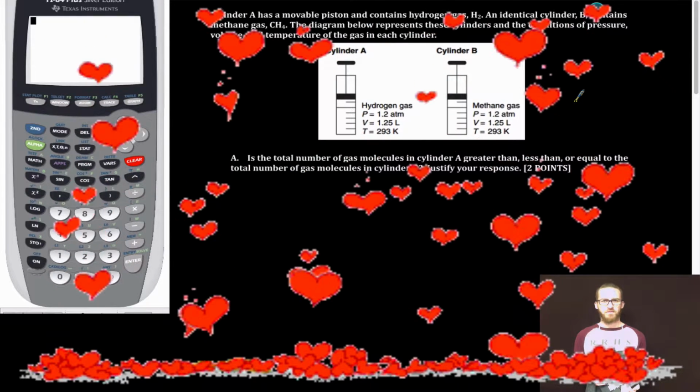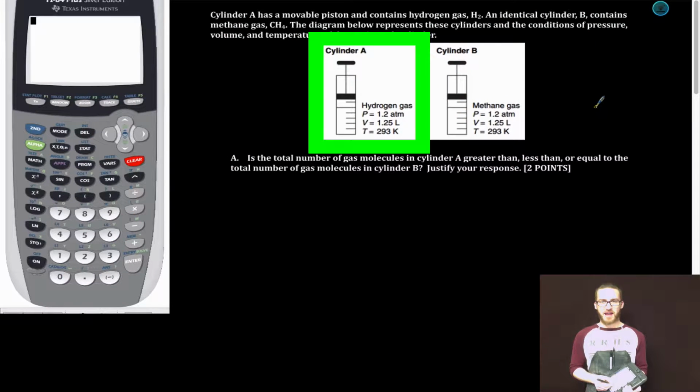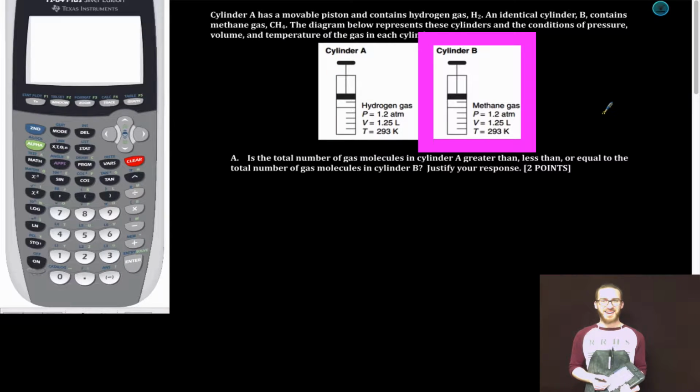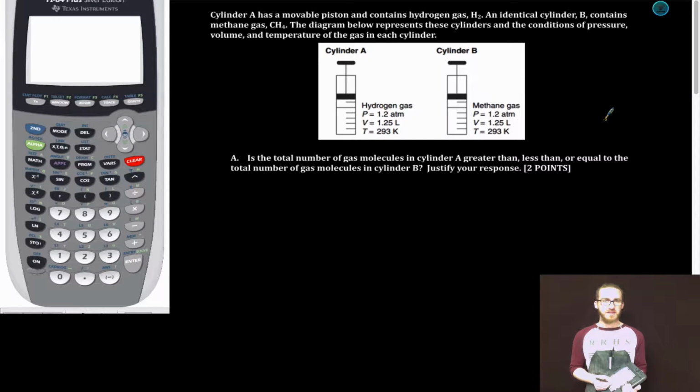I love free responses. Cylinder A has a movable piston and contains hydrogen gas, H2. An identical cylinder B contains methane gas, CH4. The diagram below represents these cylinders and the conditions of pressure, volume, and temperature of the gas in each cylinder.